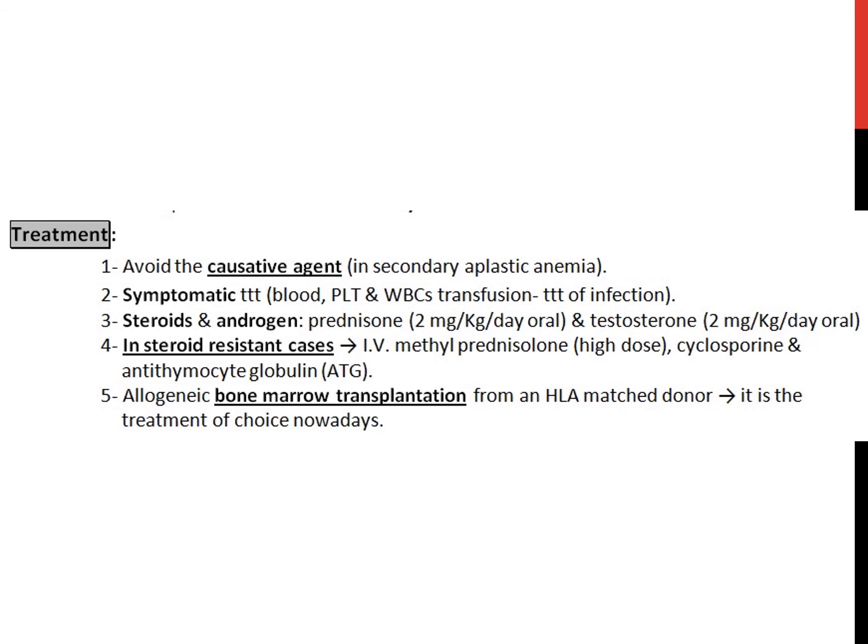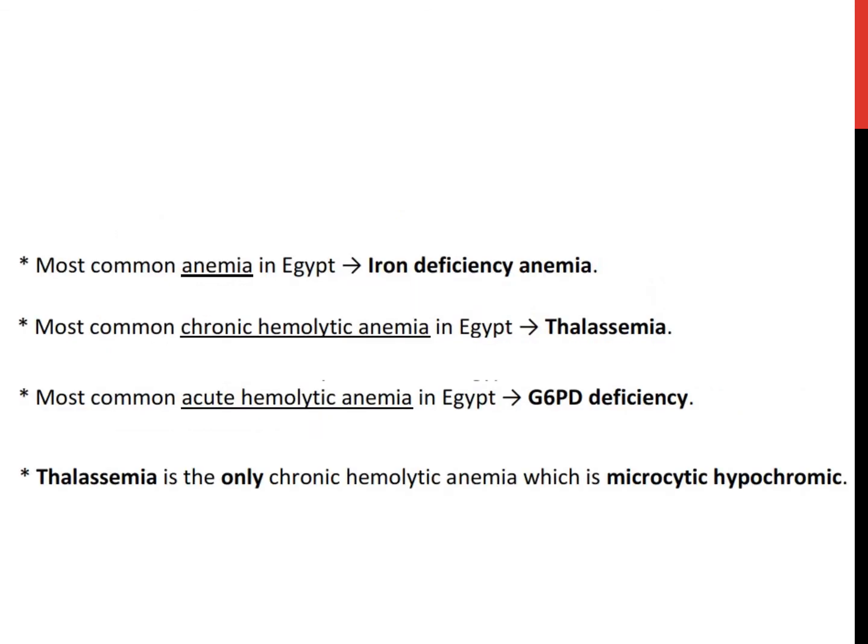And lastly, if all these measures fail, we have to go directly for allogeneic bone marrow transplantation from an HLA-matched donor. We have to search for hematopoietic stem cells, either from the bone marrow of a donor or from the peripheral blood of a donor after mobilization of stem cells, or number 3, we can search for them in cord blood transplantation. Of course, the most common type of anemia in Egypt is iron deficiency, the most common.